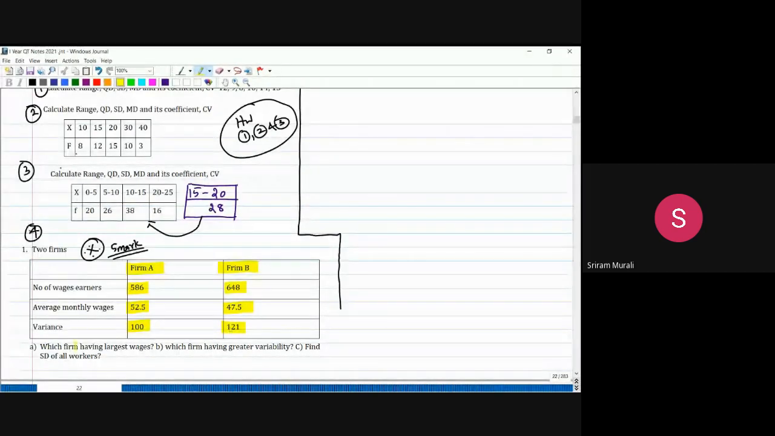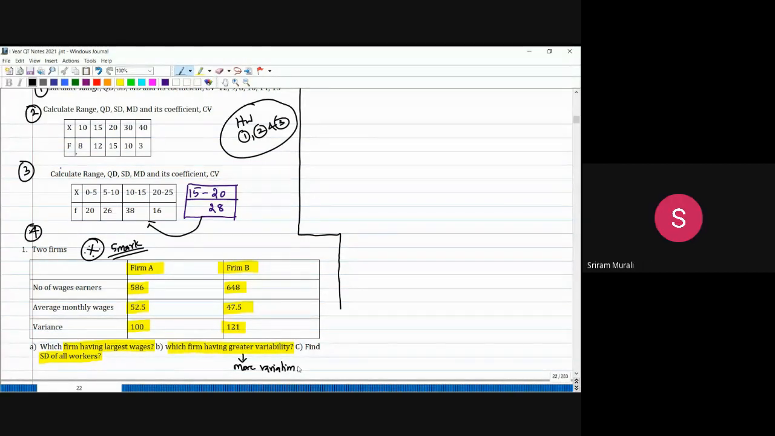I want to know which firm has the largest wages. Second, which firm has a greater variability? Find the standard deviation of all workers. என்ன கேக்குறான்? First, which firm has got largest wages? Second question என்ன கேக்குறான், which firm has a greater variability? Greater variability னா என்ன? Less variations are more consistent, more variations are less consistent. அவன் கேக்குறது more variation.